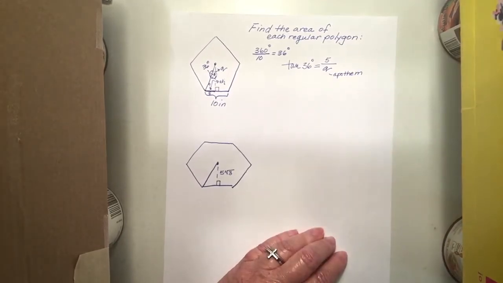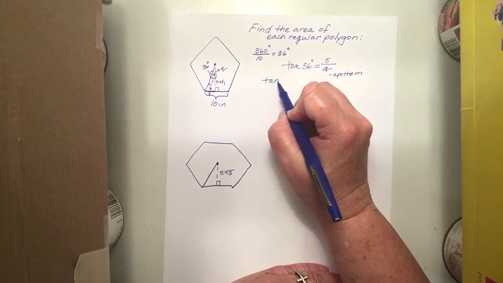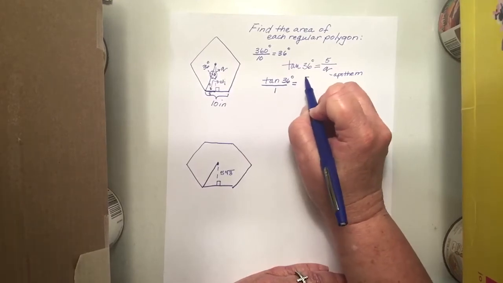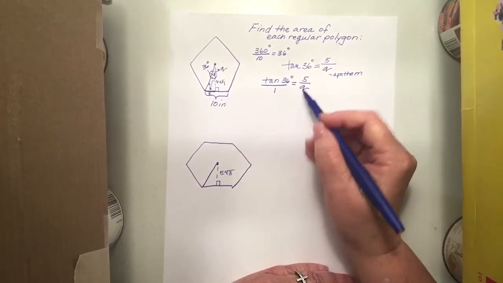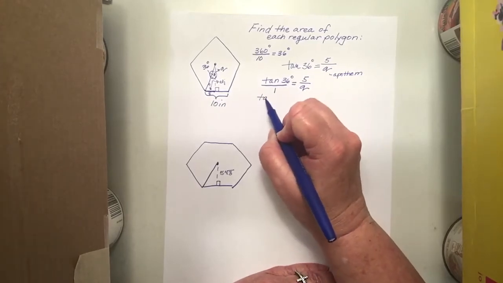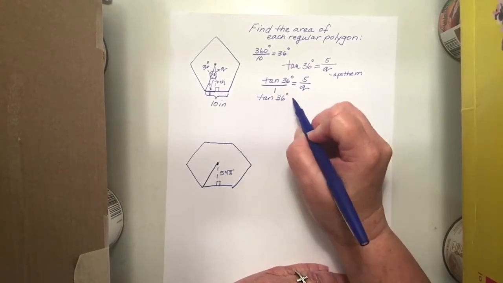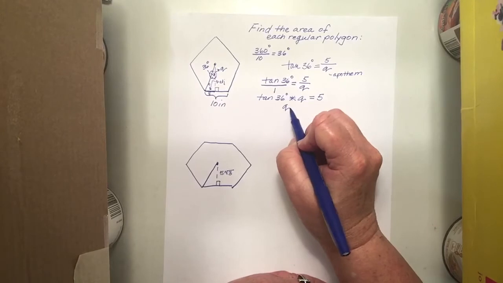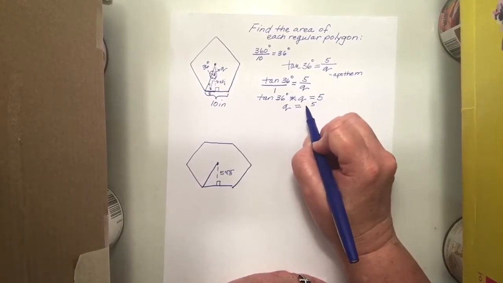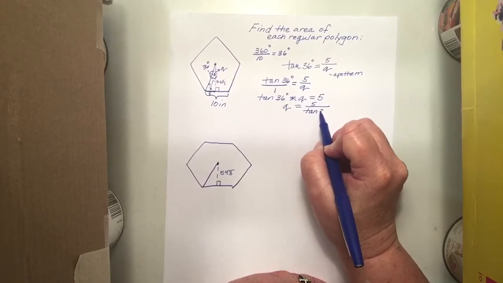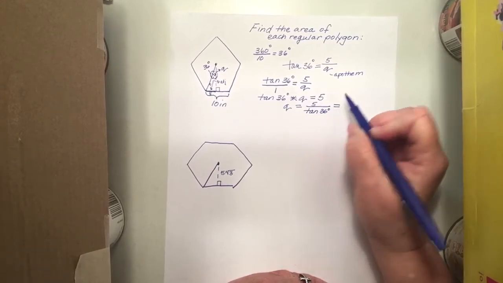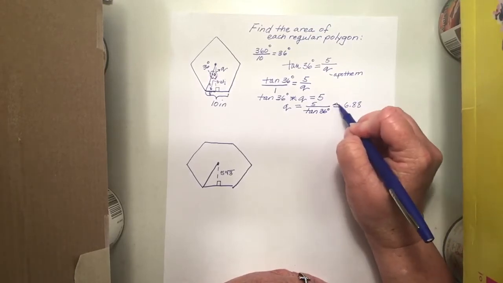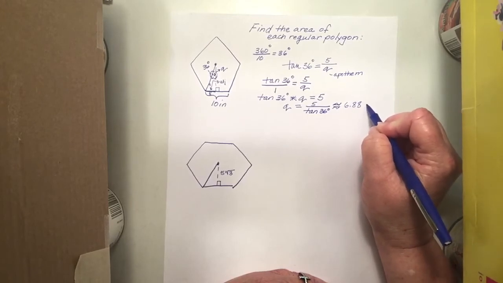So now we're just doing a trigonometry problem. Tan 36 degrees, I'm going to put a 1 under that, is equal to 5 over the apothem. Cross multiply. Tan of 36 degrees times the apothem is equal to 5. If I want the apothem by itself, I take 5 and divide by tan 36 degrees. When you put that in your calculator, you're going to get approximately 6.88. And that is your apothem measurement.